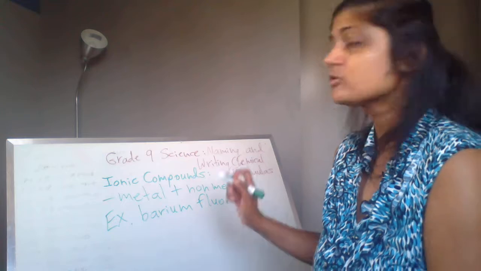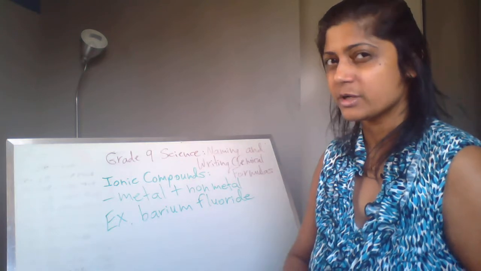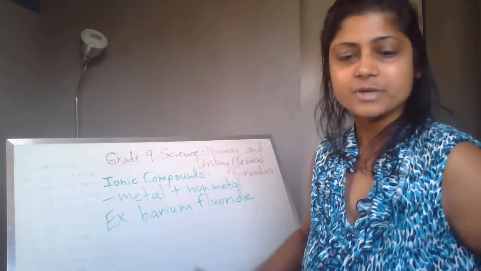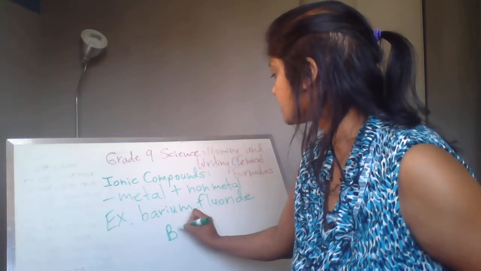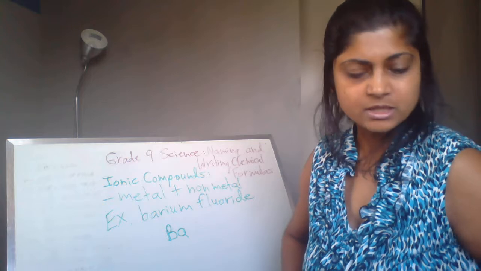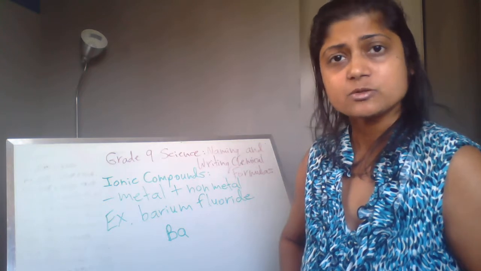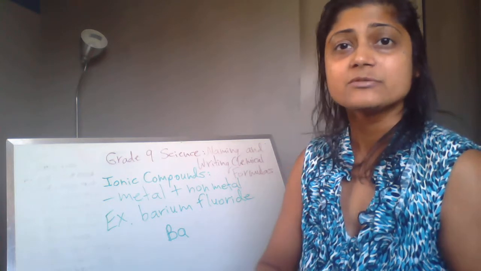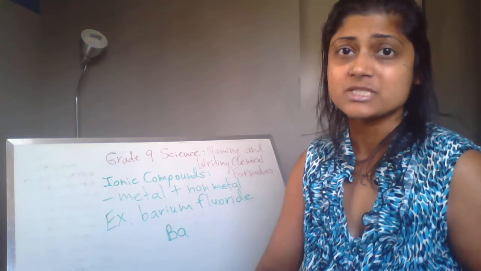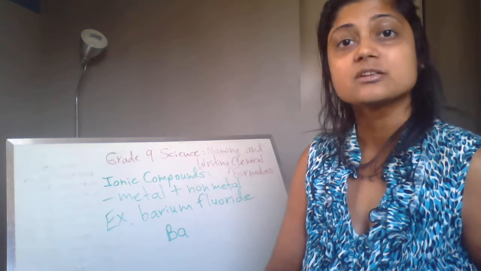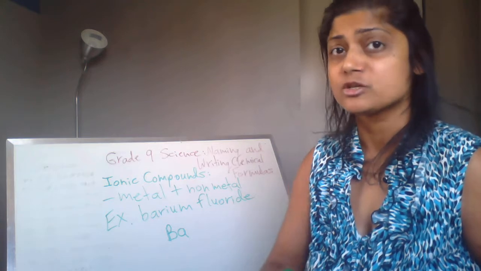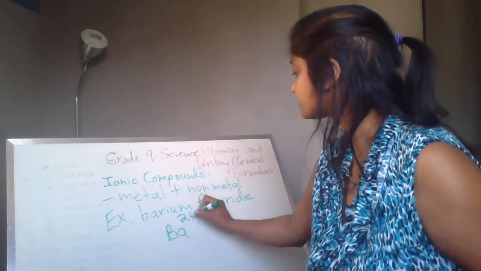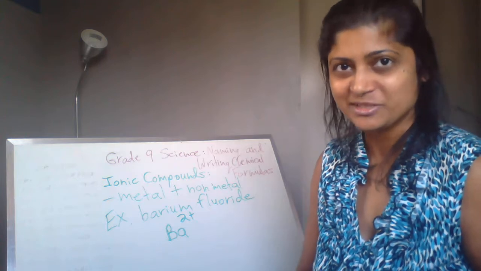Okay, so what you're going to do, everyone should be looking very closely. I'm going to find barium in the periodic table. Barium is Ba. If you look in the periodic table, if you have the textbook, use the one at the back of the textbook. It does indicate the charge on each of these elements. So barium has a charge of 2 plus, just like that.